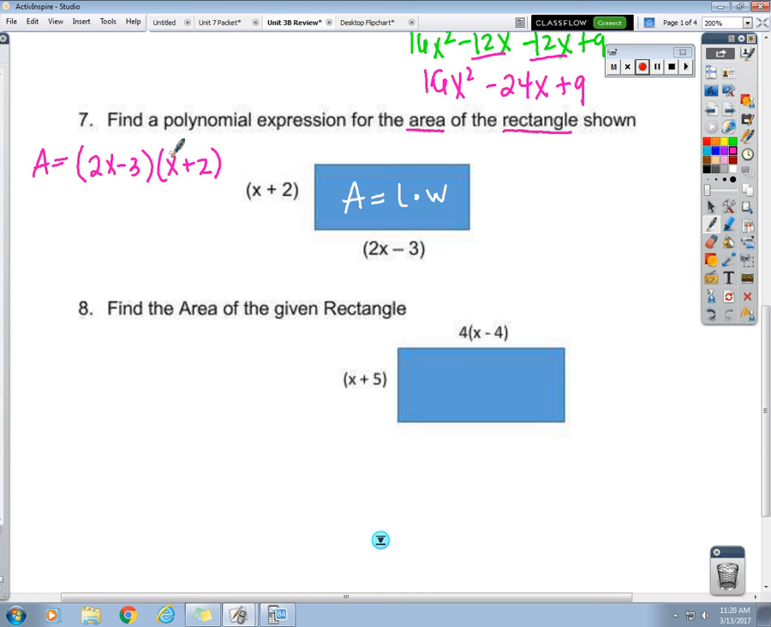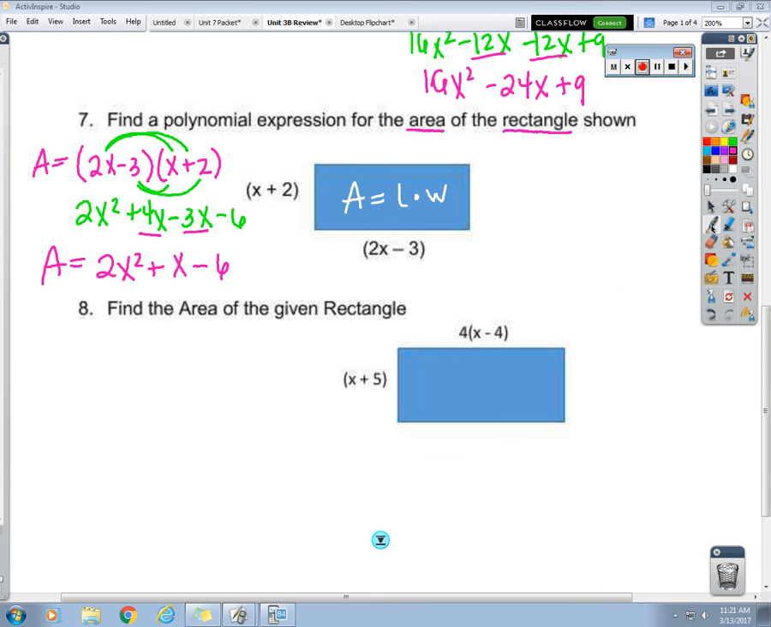To multiply this, don't we just do what we've been doing on the last few problems? So 2x times x is 2x squared, 2x times 2 is 4x, negative 3 times x is negative 3x, and negative 3 times 2 is negative 6. Then you combine like terms to get your final answer. 2x squared, 4x minus 3x is 1x, and then minus 6. Okay, you go ahead and quickly try number 8.